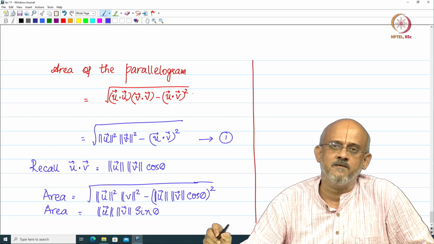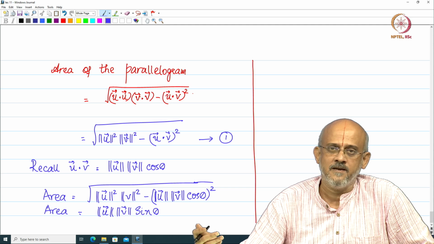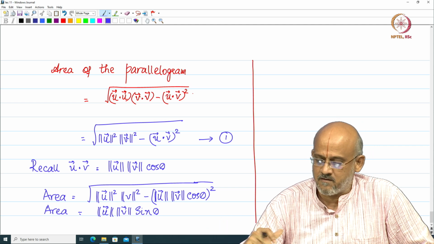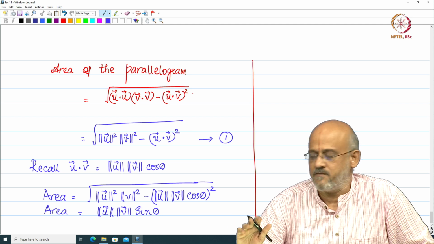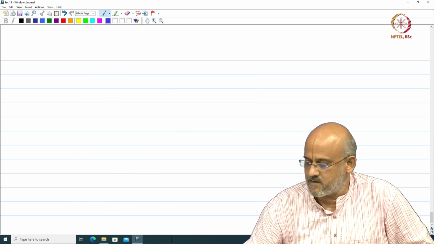We are going to look at it from the system of equations perspective, and then we are going to look at finding out the area of the parallelogram again through the system of equations. So, what are we going to do? Let us look at this.